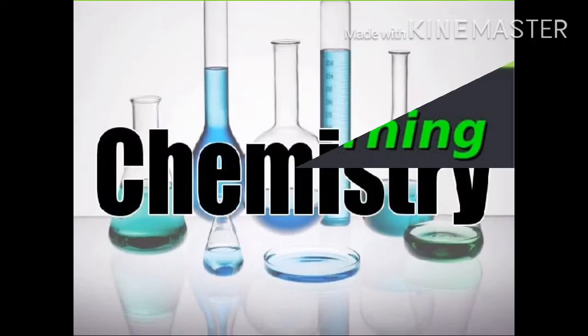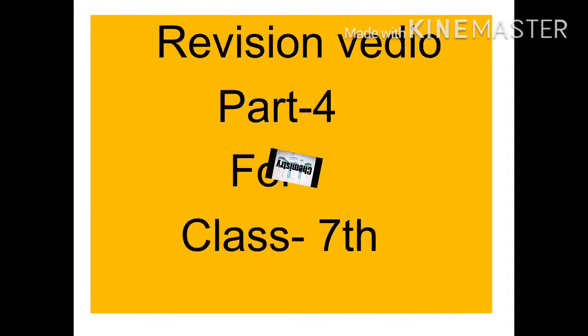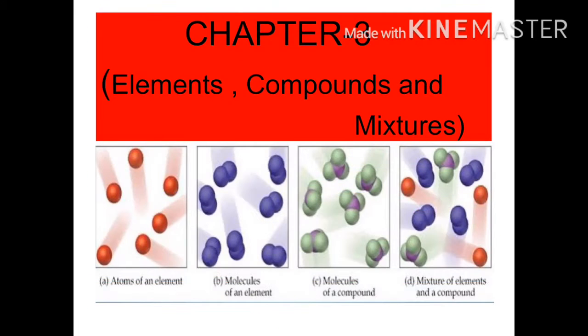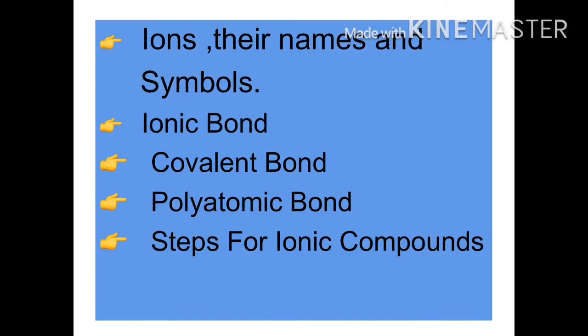Good morning students, this is your chemistry class and we have started revision of chapter number 3, that is elements, compounds and mixtures. Today we are going to revise the topics: ions, their names and their symbols, ionic bond, covalent bond, polyatomic bond, then steps for ionic compounds. So let's start with ions.